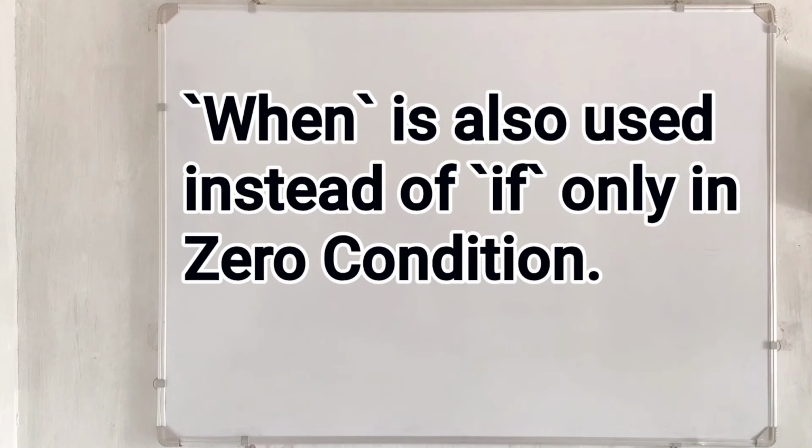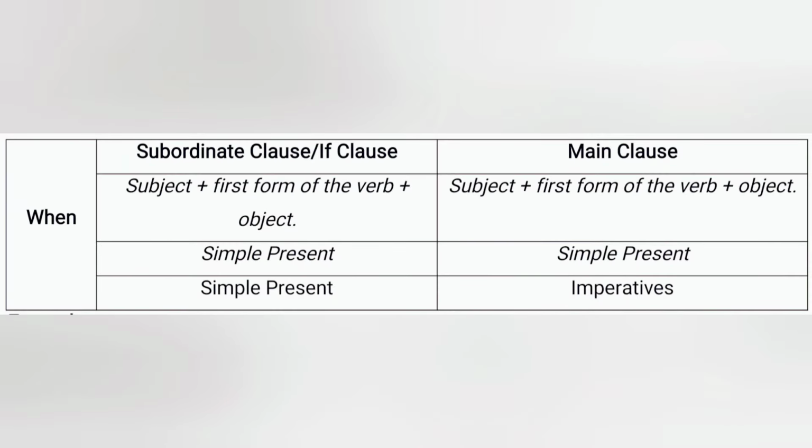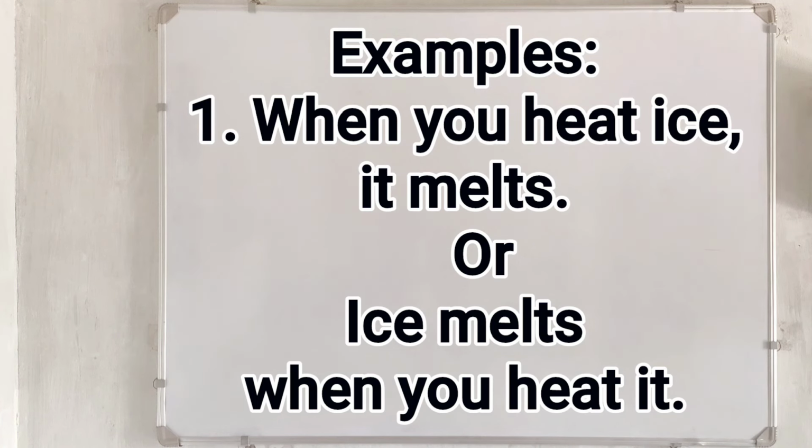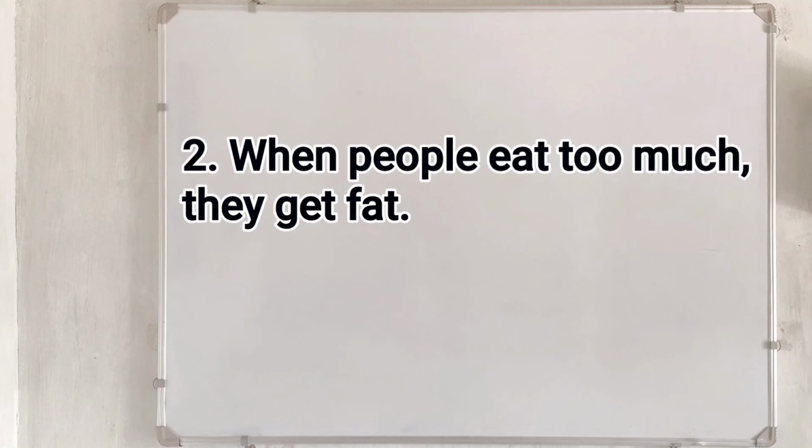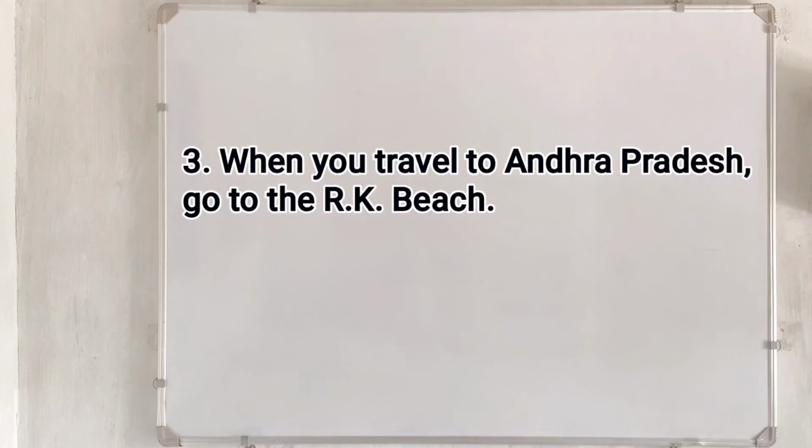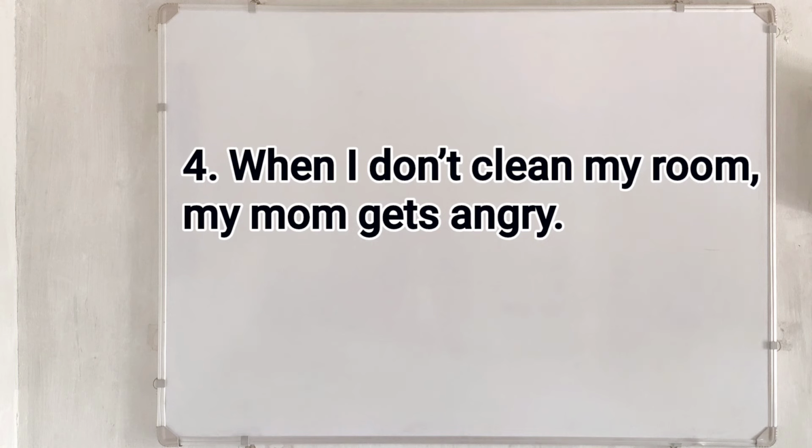When is also used instead of if in only zero conditions. Let us learn the formula and some examples of it by using when. The formula is same as we have learned earlier. Let us learn some examples. Example 1. When you heat ice, it melts. Ice melts when you heat it. Example 2. When people eat too much, they get fat. Example 3. When you travel to Andhra Pradesh, go to RK Beach. Example 4. When I don't clean my room, my mom gets angry.